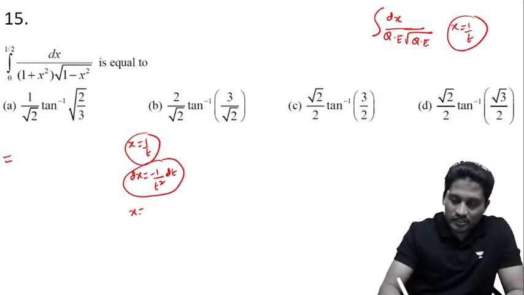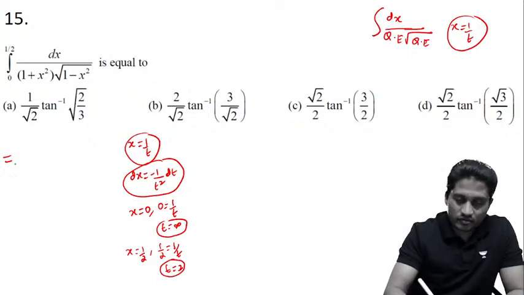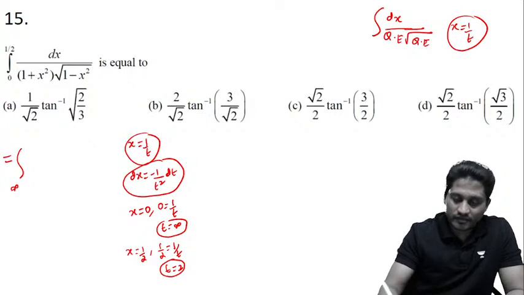When x is equal to 0, 0 is equal to 1 by t, so this means that t is equal to infinity. And when x is equal to half, half is equal to 1 by t, so t is equal to 2. So this becomes integration of, if x is 0, t is infinity, and when x is half, t is 2. dx is equal to minus 1 by t^2 into dt.